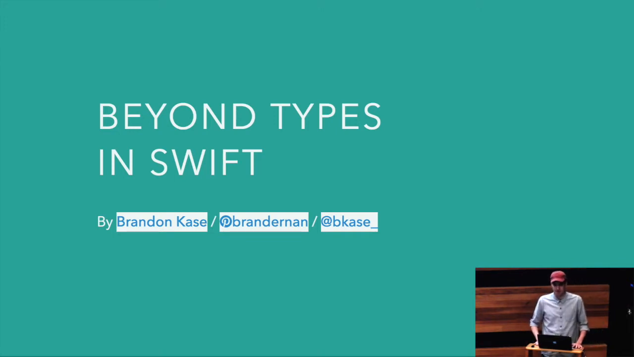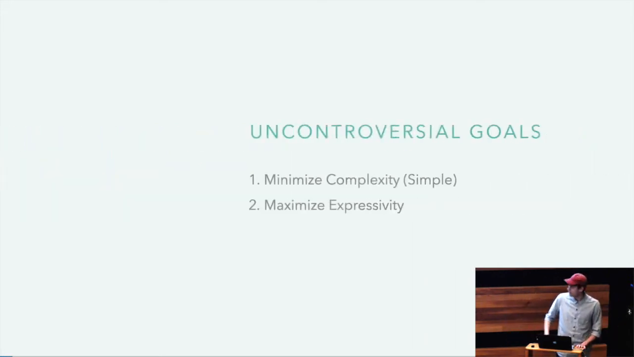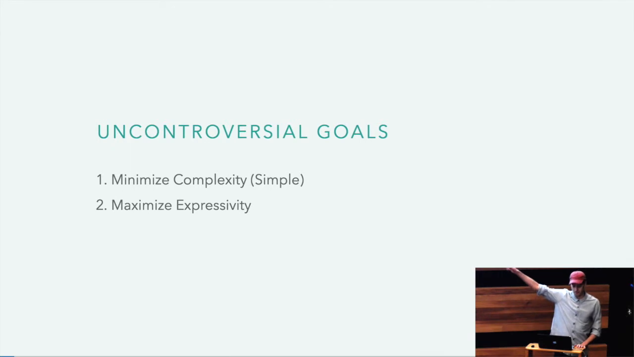But today we're going to talk about something different, I guess. We're going to go beyond types, all right? So let's say we want to design an API for some library. It can be anything. Think of anything in your head. Doesn't matter. I think no matter what, these two things are important. You want to minimize complexity, you want to keep it simple, and you want to maximize expressivity, all right?